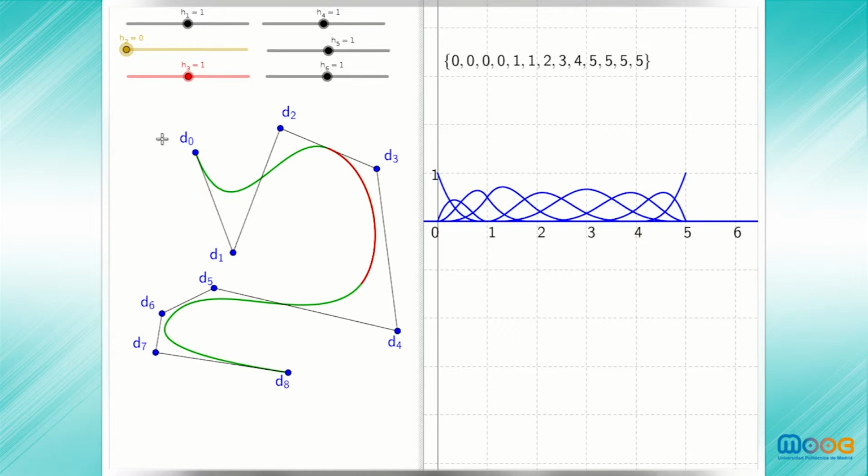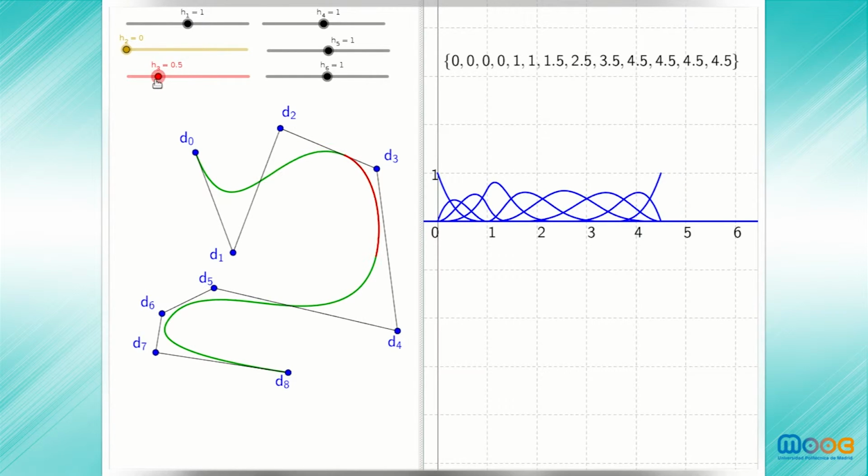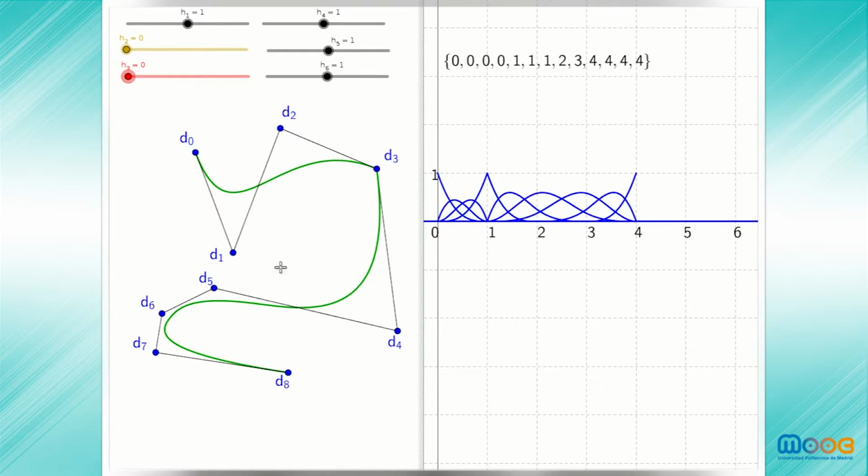If we do the same with H3, the red piece is going to be shorter and shorter until it disappears. In this situation, the B-spline curve passes through the vertex D3, and the knot 1 has multiplicity 3. We can see that the curve has a corner at D3, and also the basis functions have a spike at 1, the knot that has multiplicity 3.